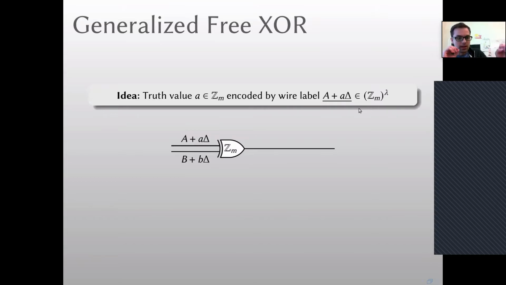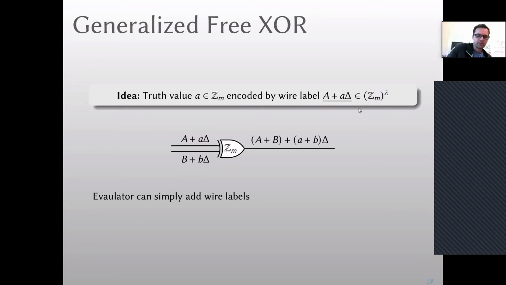So you have little a and little b, and you want to add them mod m. Well, just like in free-XOR, you can get this for free if you have wire labels of this kind, right? So let's imagine what would happen if the evaluator just adds these wire labels. If you add these wire labels, you get something that looks like this. All these pluses are addition mod m.